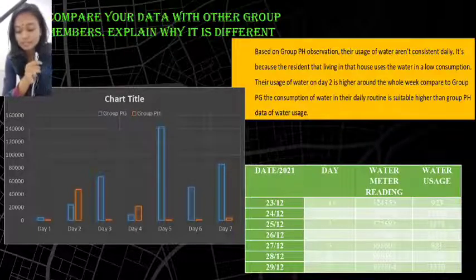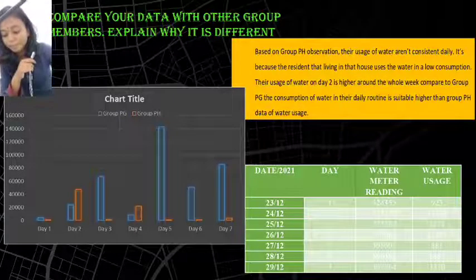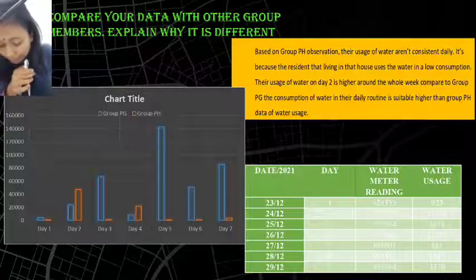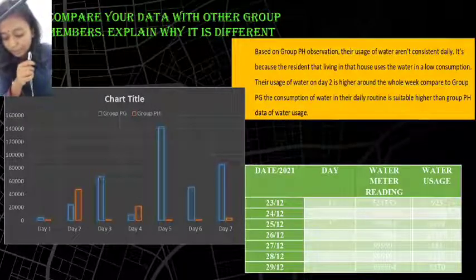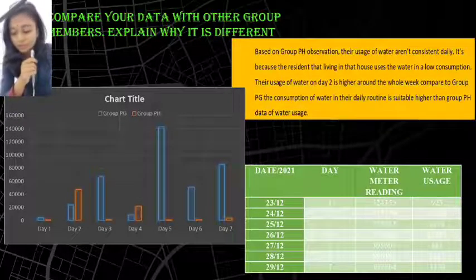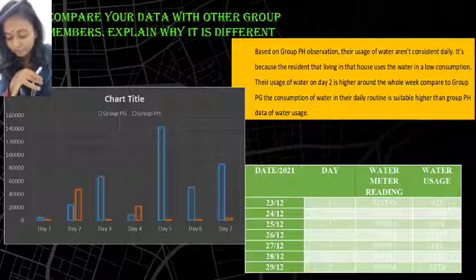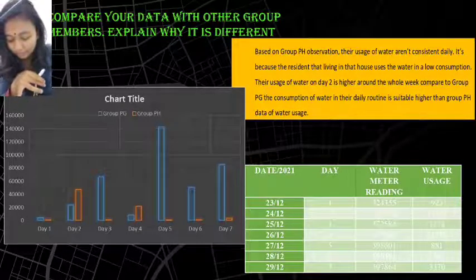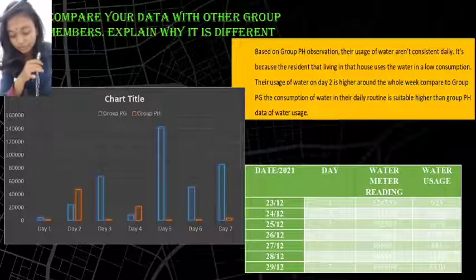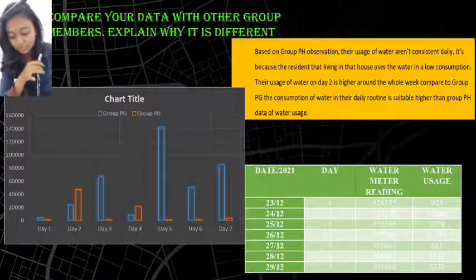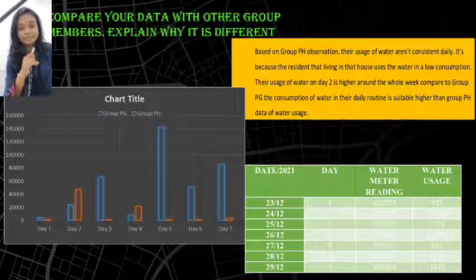As you can see in the table below, the red one is the opposite group and the PG is our group. You can see the graph, and you can also see the reading of the water meter water usage on that particular day.